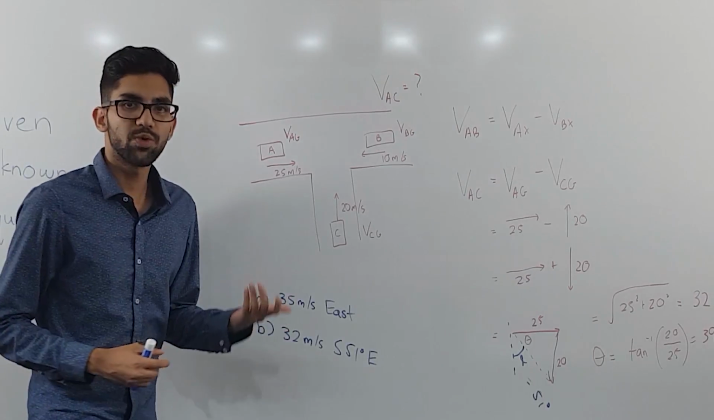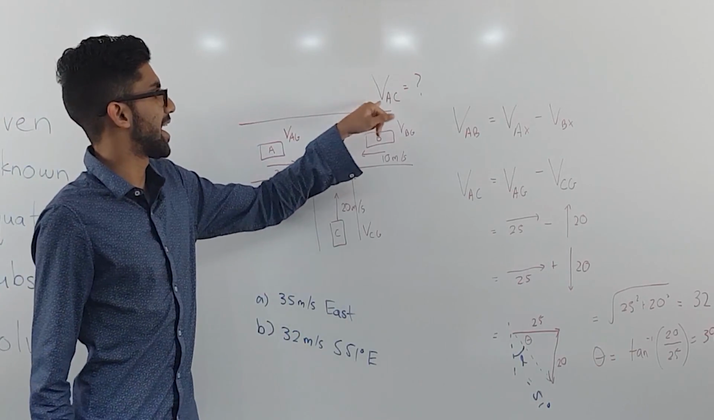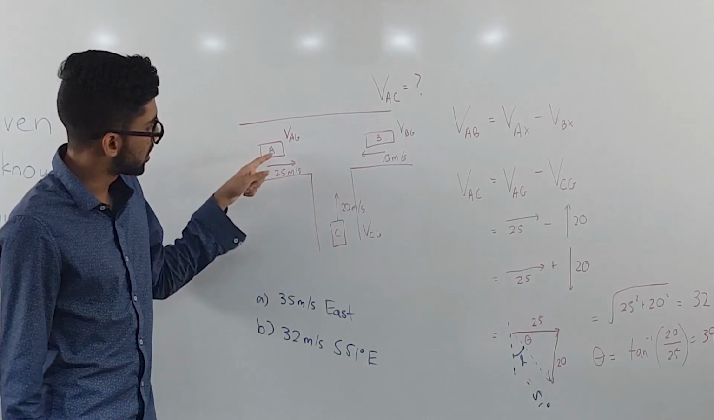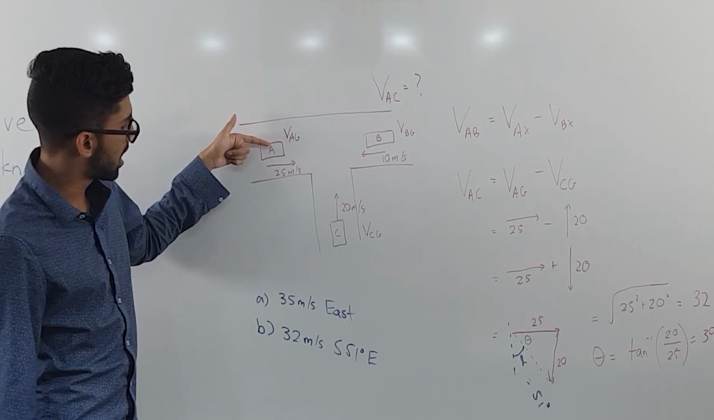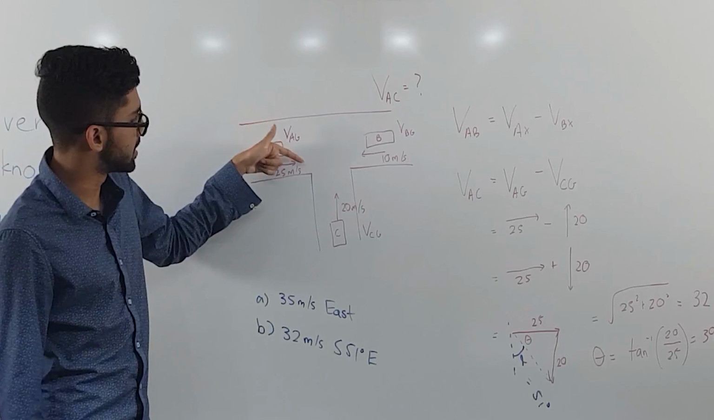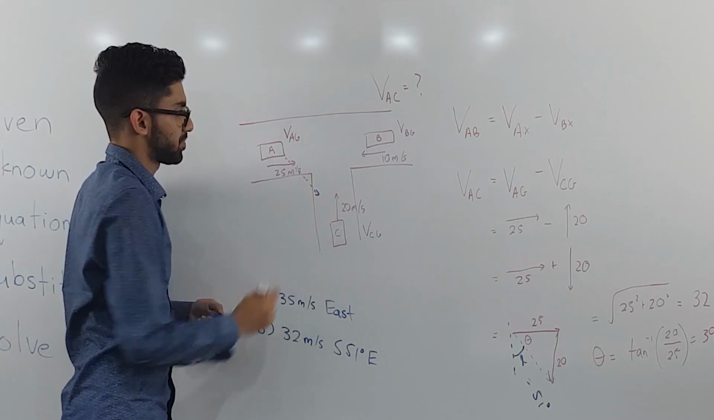All right, now again, we want to check our answer and see if this makes sense. So the velocity of car A relative to car C, so that means we're now sitting inside car C. What does it look like the velocity of car A is doing? It looks like it's coming at 32 meters per second, south, 51 degrees east, which makes sense. It's going to look like it's coming at you.